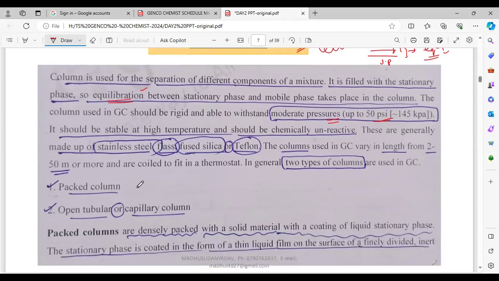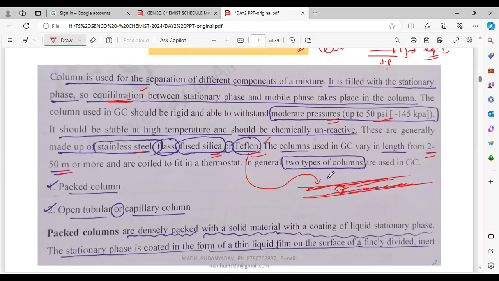And it is made of stainless steel. Okay, it is made of stainless steel or fused silica or Teflon coated. So the inside walls of this column, I told you, they were coated with some material. That material acts as a stationary phase. That material may be Teflon, fused silica, or stainless steel. The length of the column in GC generally varies from 2 to 15 meters.